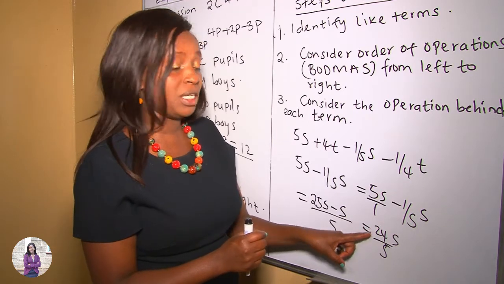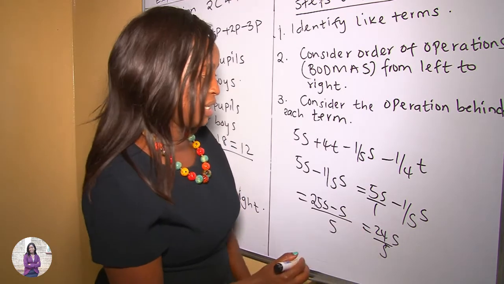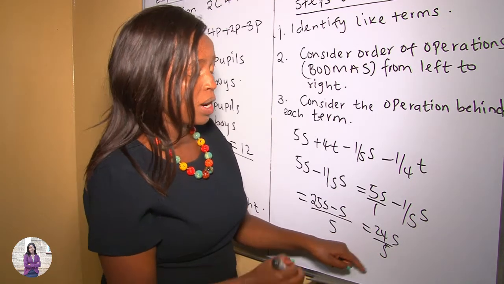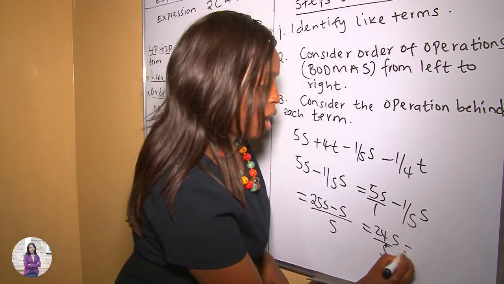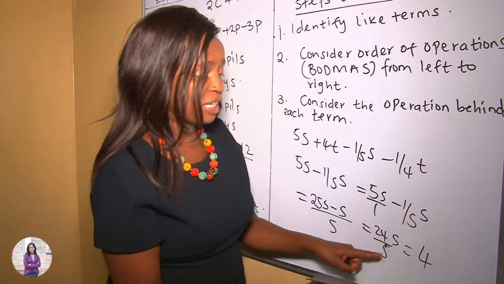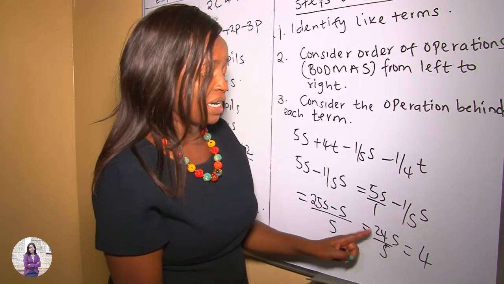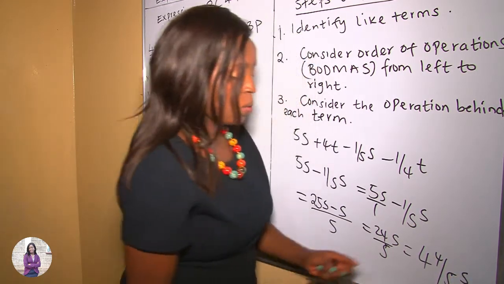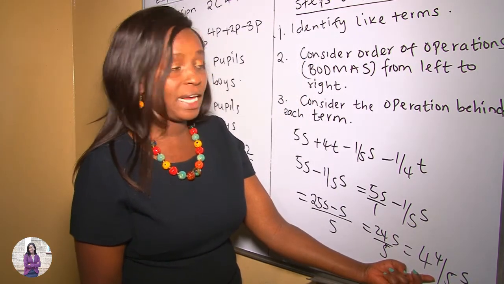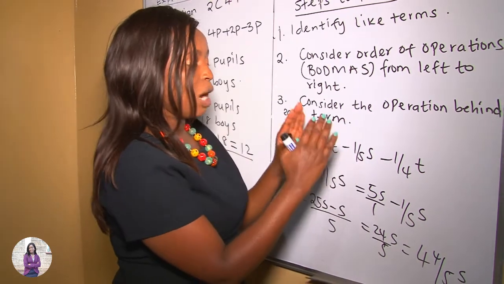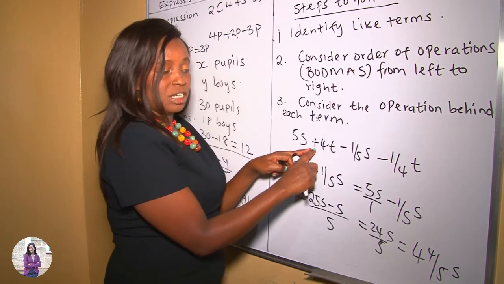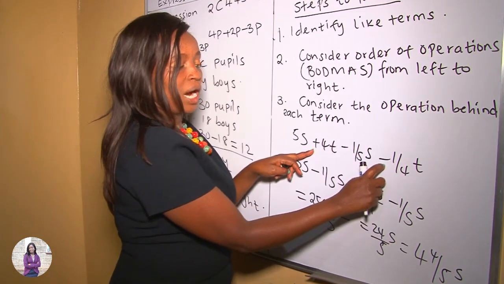Simplification means numerator divided by denominator, which is now 24 divided by 5. It's going to be 4 as our whole number, because 5 times 4 is 20. 24 minus 20 is 4, so 4 over 5 s. We have now worked out s. Now let's put together t. Our first t here is positive. The other t here is taking away.